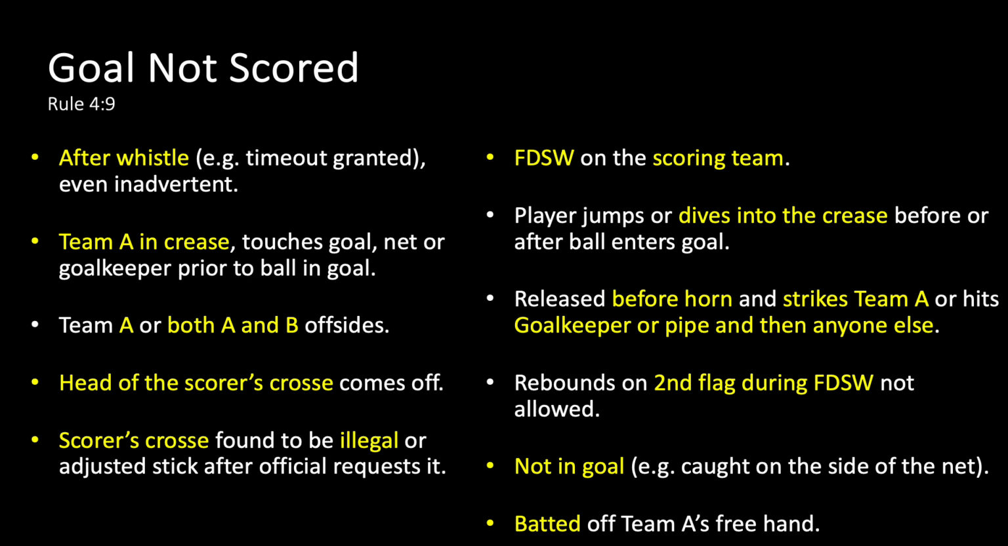Scorer's cross found to be illegal, or the scorer adjusts their stick after an official requests it. Now remember, this does not apply to the person who gives the assist. It's only the scorer's cross that can be found to be illegal and wipe out a goal. If there's a flag down slow whistle on the scoring team, so you have a flag on a team and somehow the ball gets kicked into a goal, nothing bad can happen to the team that was offended and a flag is down on the ground.